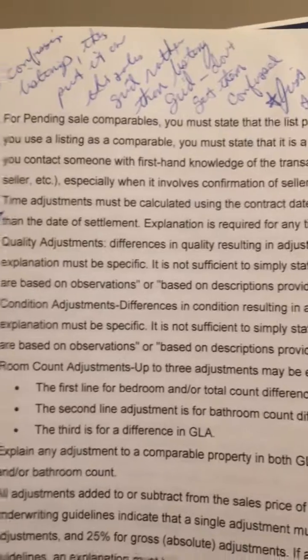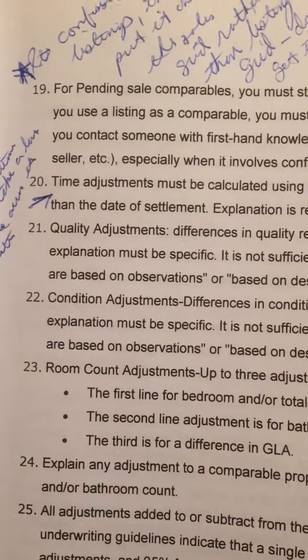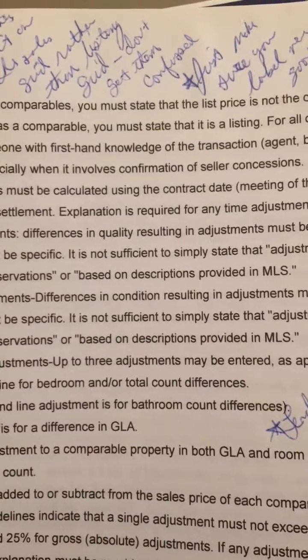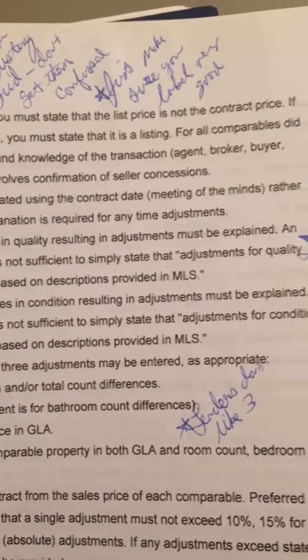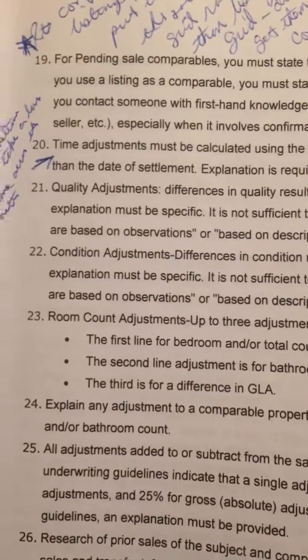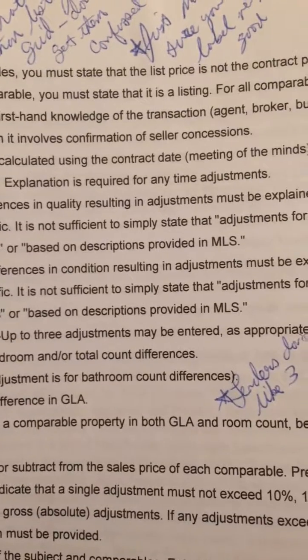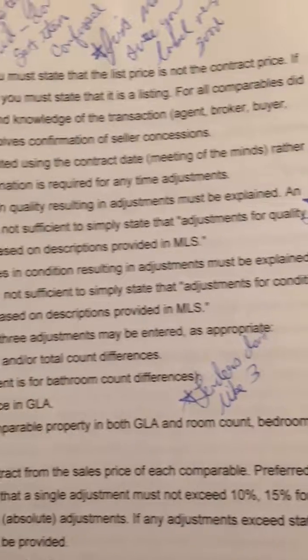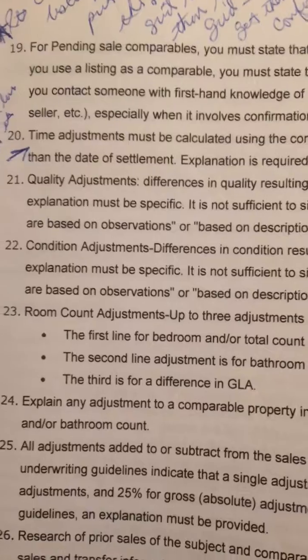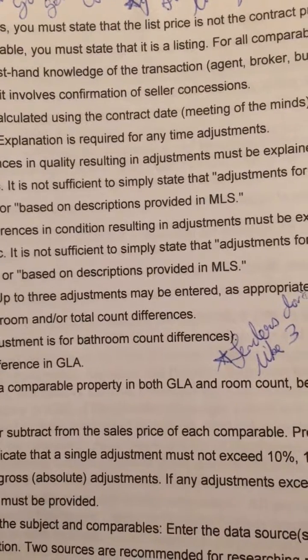22. Condition adjustments. Differences in condition resulting in adjustments must be explained. The explanation must be specific. It is not sufficient to simply state that adjustments for condition are based on observations or based on descriptions provided by MLS.